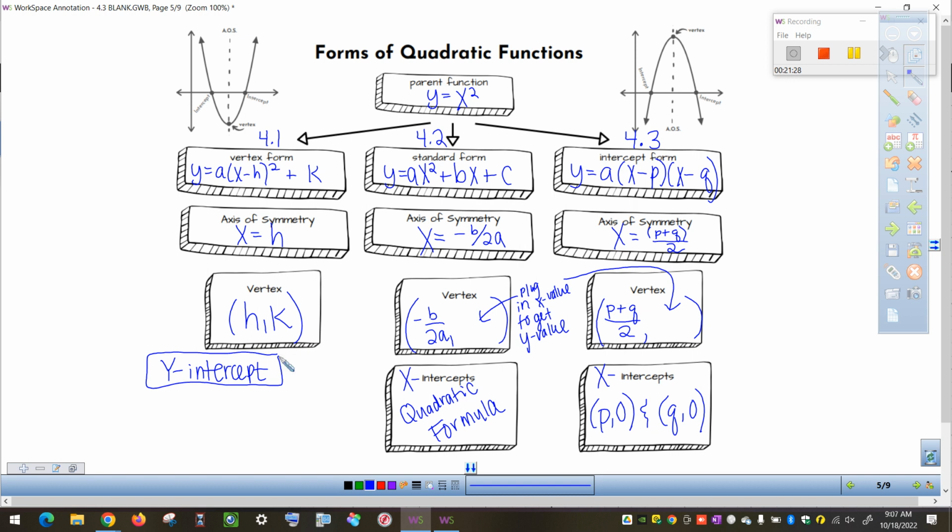So we talked a little bit about getting the x-intercept for some of the forms. The way that it works for the y-intercept, and I'm going to put in parentheses here, this is for all forms, is that we just plug in x equals 0 and solve for y. So that will work every time. It doesn't matter the original form that it's in.